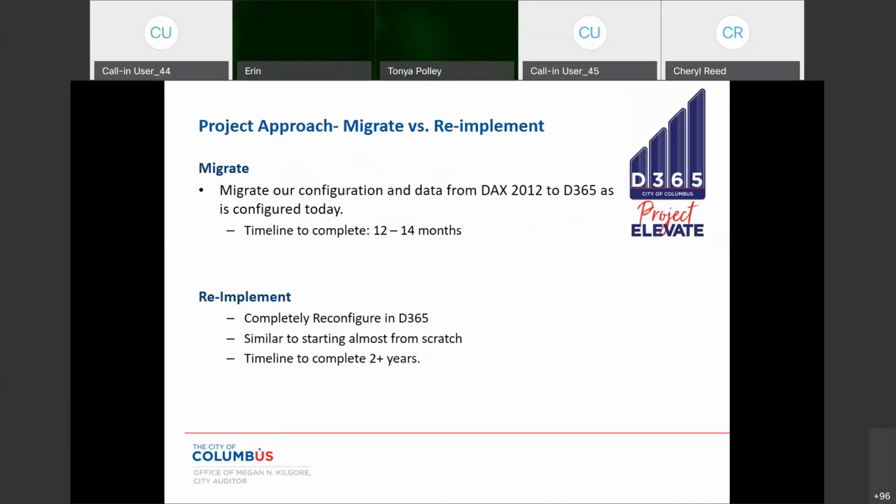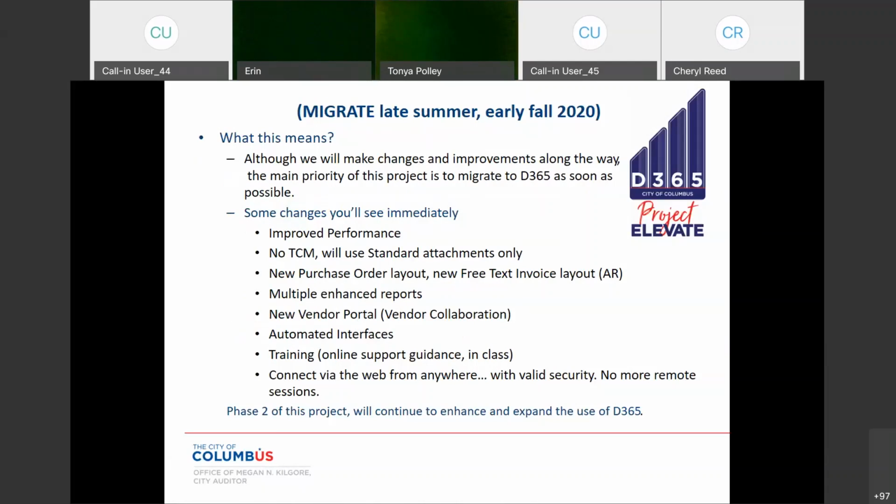With this project, the options were to migrate what we have today into 365 or to re-implement. So if we migrate, we're basically taking the configuration we have today and we're lifting it over to 365. Okay? So the time frame for that to complete is about 12 to 14 months. Or we could re-implement as if it was a brand new, completely brand new system to the City of Columbus. We would be completely reconfiguring 365, pretty close to similar to starting from scratch. And the timeline is going to be 2 years plus to do that effort. So we chose to migrate, and there's a couple reasons for that that we'll get to here. But what migrate means is that although we're going to make changes and improvements along the way, the main priority for this project is to get us to 365, right? As soon as we possibly can.